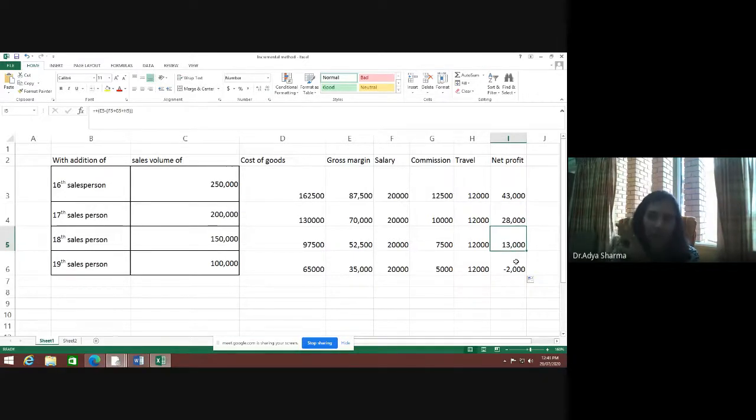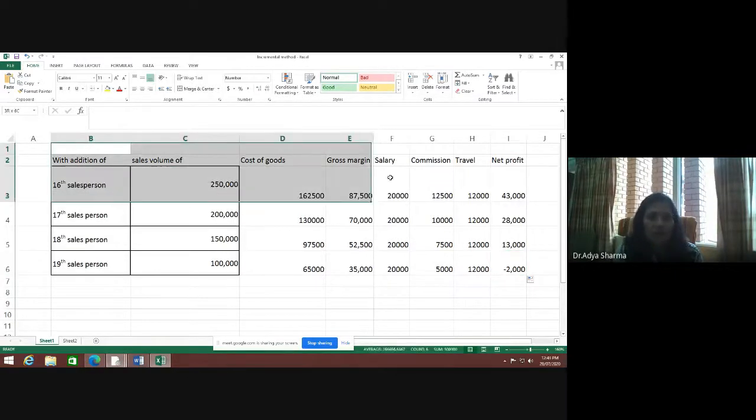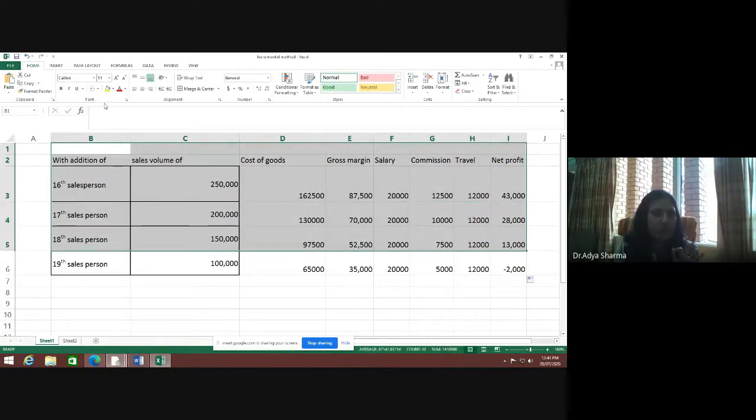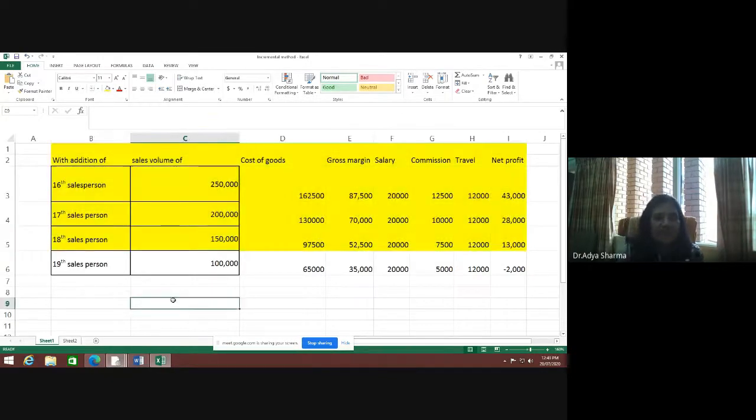However, with the 19th salesperson, the input by the company is far more than the output by the salesperson. Because the 19th salesperson is not contributing to the revenue of the company. Rather, the company is losing 2,000 if we keep him. And this is the incremental method. It says stop where there is no more profit. And therefore, according to the incremental method, we have to stop with 18 salespeople.